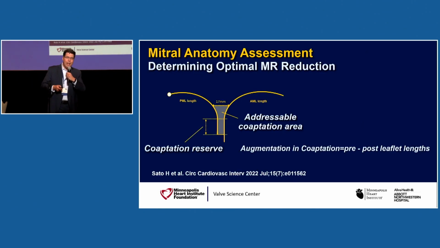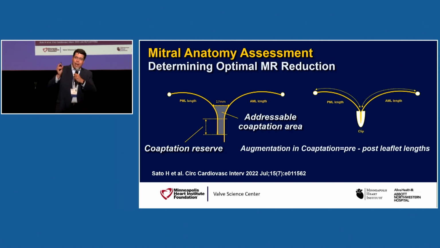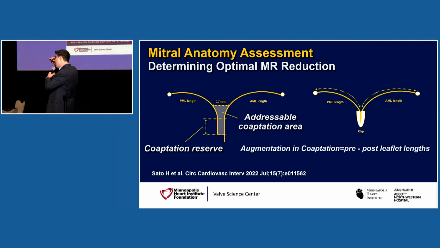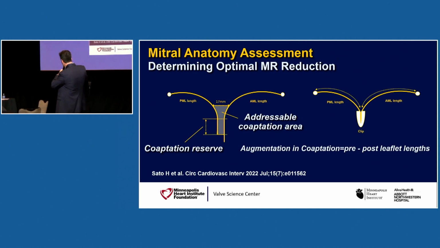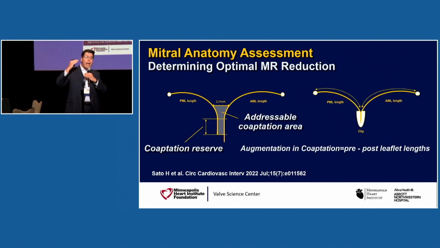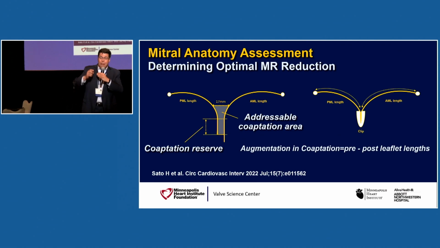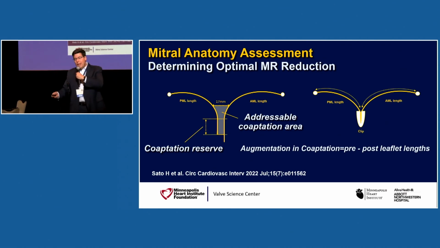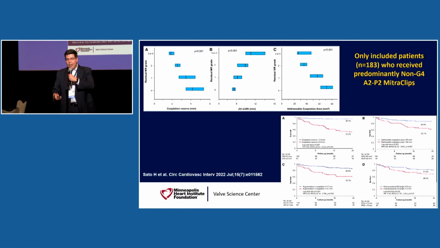And that contact is important because when we place a repair device, the more contact that you have and the longer that coaptation length, what we call here coaptation reserve, is going to be much more associated with the outcome. So the greater the coaptation reserve, the more length that you can approximate these 2 leaflets, and the more the augmentation that that device is going to provide is going to associate with the procedural results.